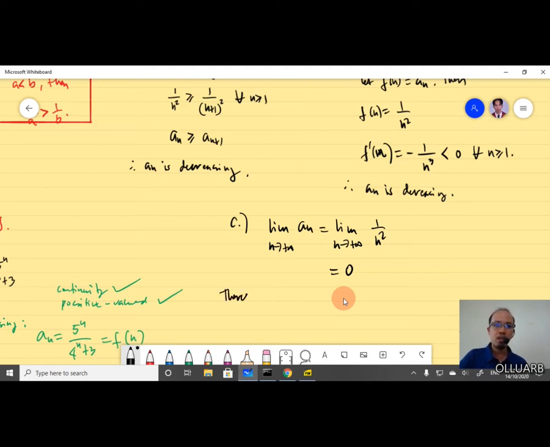Therefore, by AST, the series summation of negative 1 to the n, 1 over n squared, can I move upward? Let's try to move up.